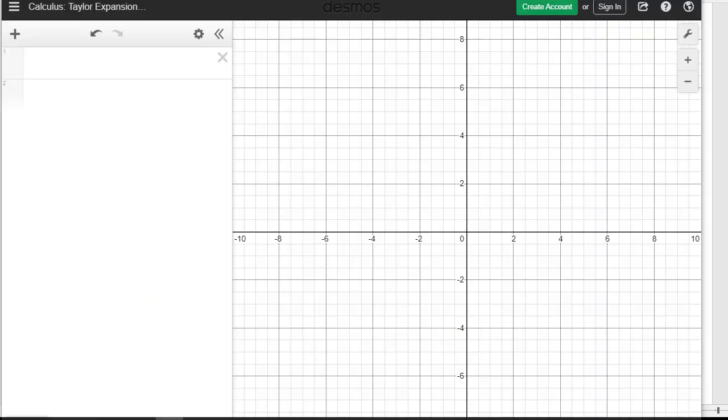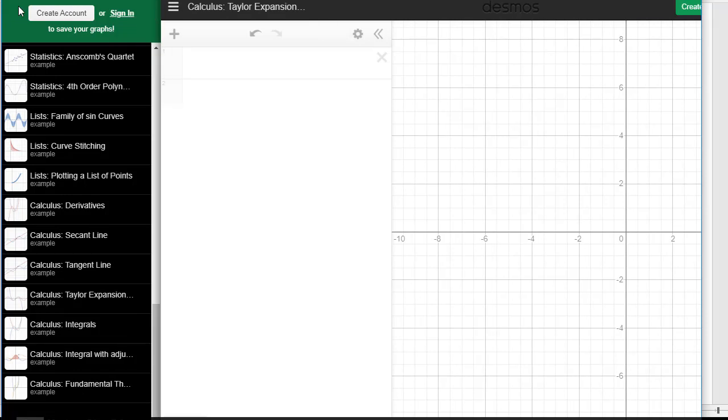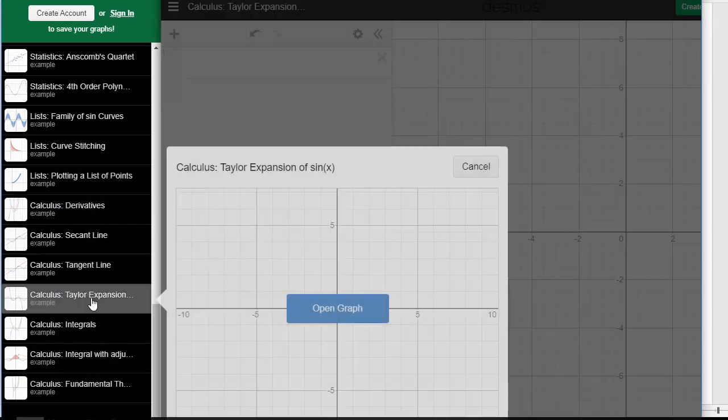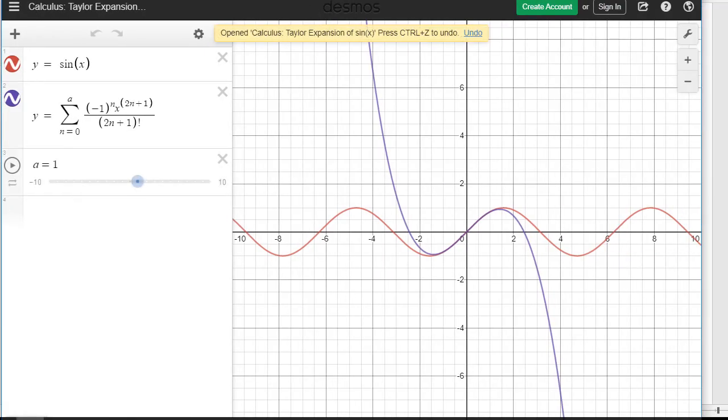All right, and now what I want to do real quick, I'm going to kind of visualize what this convergence means for a power series. So I brought up Desmos, and if I click the top left corner, the three little dots, I scroll down to the bottom. Under the calculus heading, there's Taylor expansion. So I'm going to go ahead and open that graph.